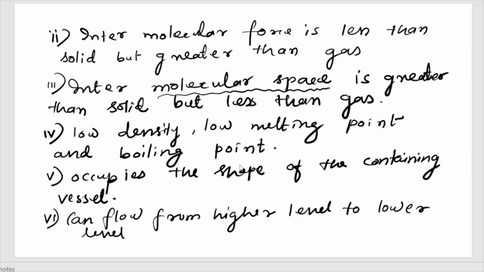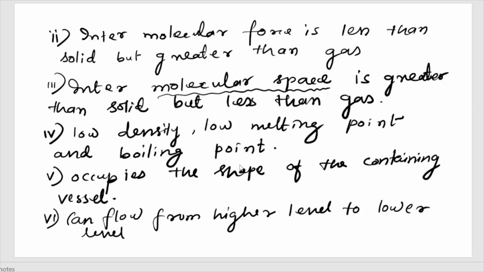But gas has a very high gap, or space, between one molecule and another. Low density, whereas a solid has a high density, so it becomes heavy. Here, low density means low melting point and boiling point also. When there is high density, there is high melting point and high boiling point. Very low density in a liquid means low melting point and low boiling point.